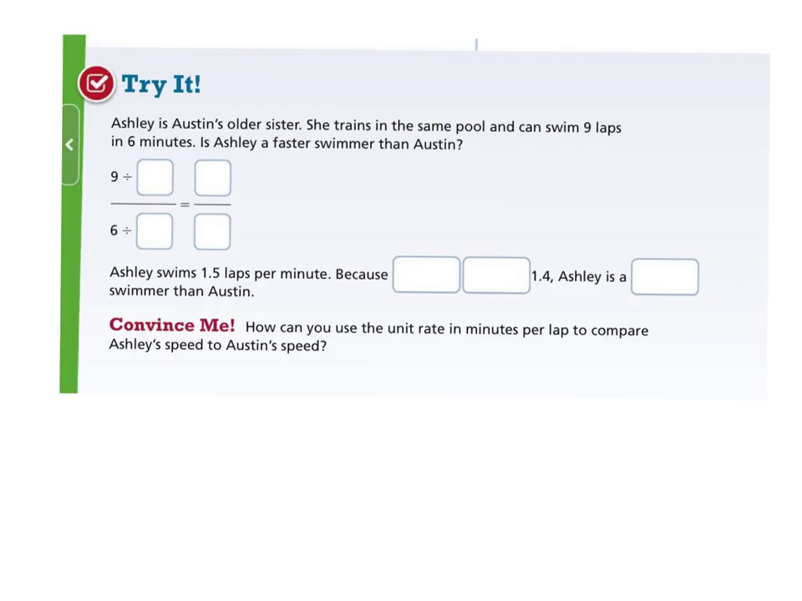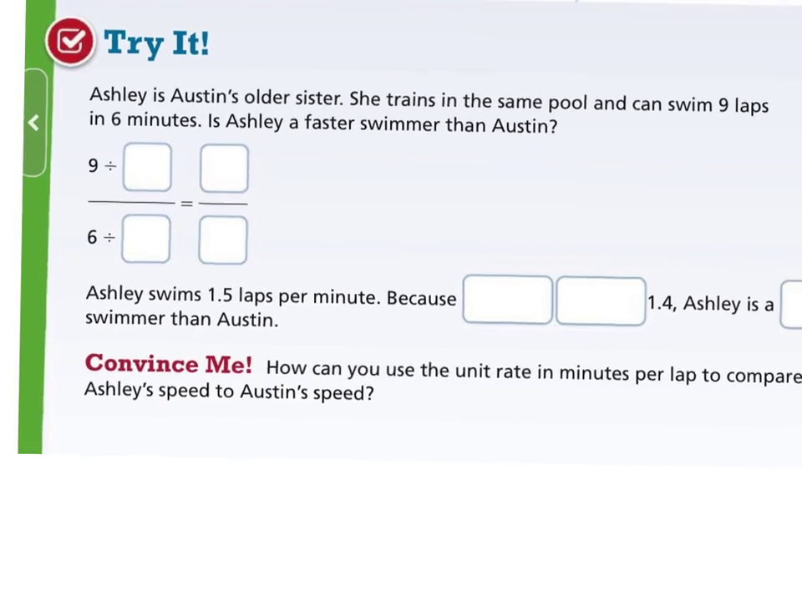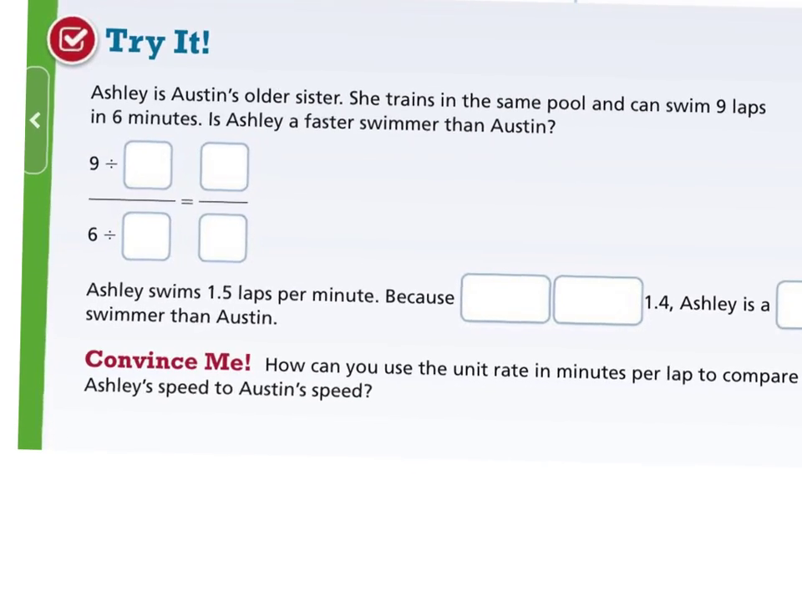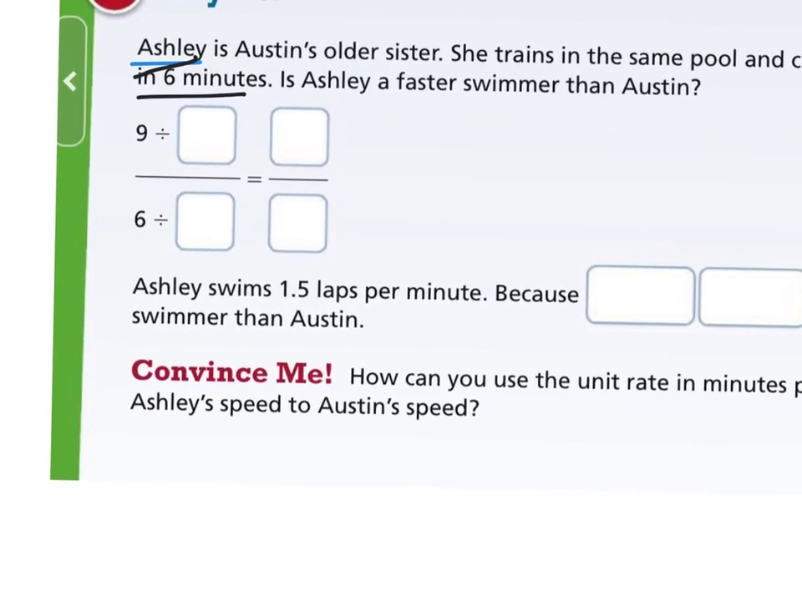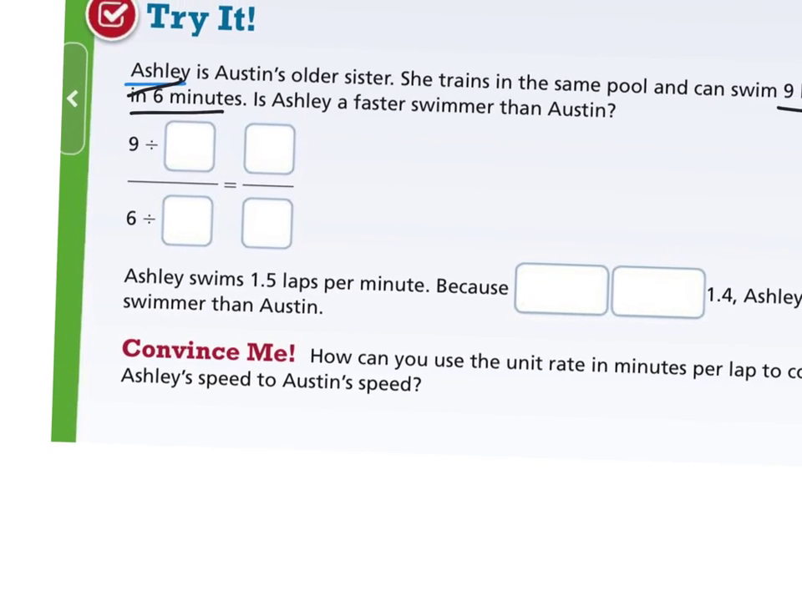So on the try it, Ashley is Austin's older sister. She trains in the same pool and can swim 9 laps in 6 minutes. Is Ashley a faster swimmer than Austin? So they've kind of got it set up for us here already. We're doing the laps divided by the minutes.